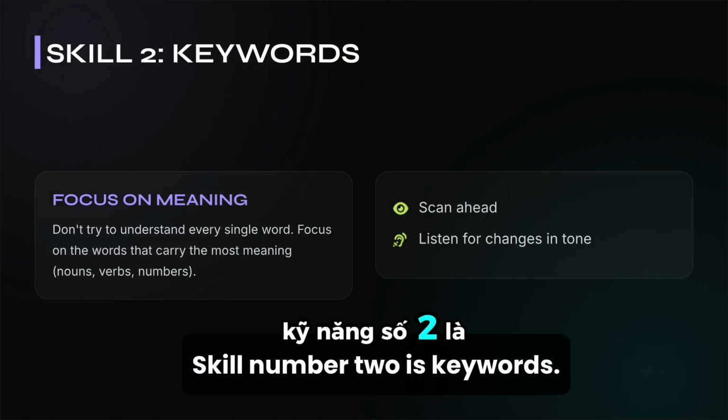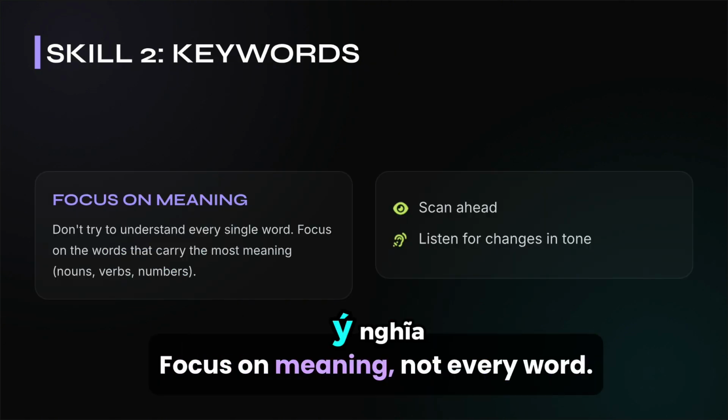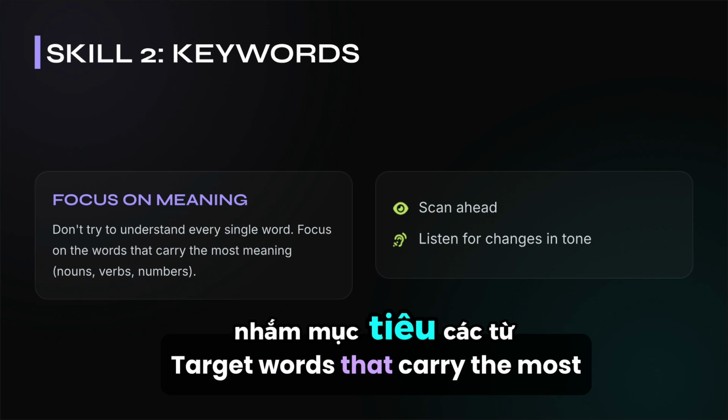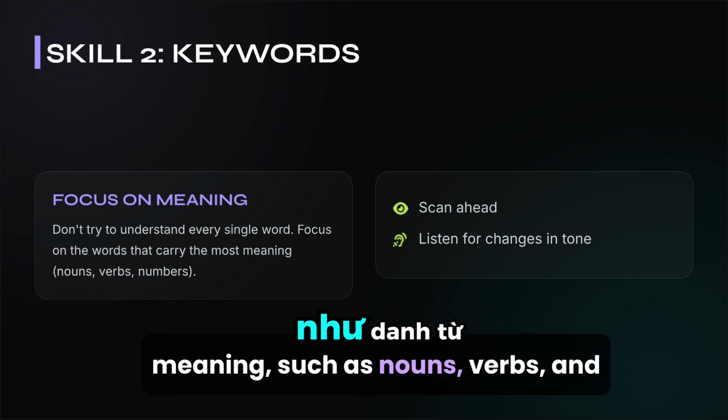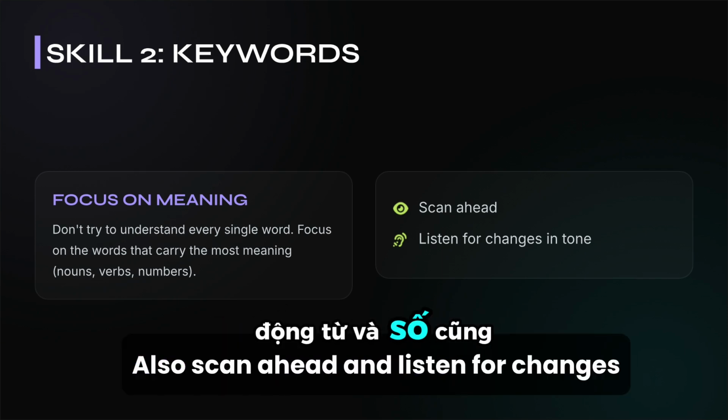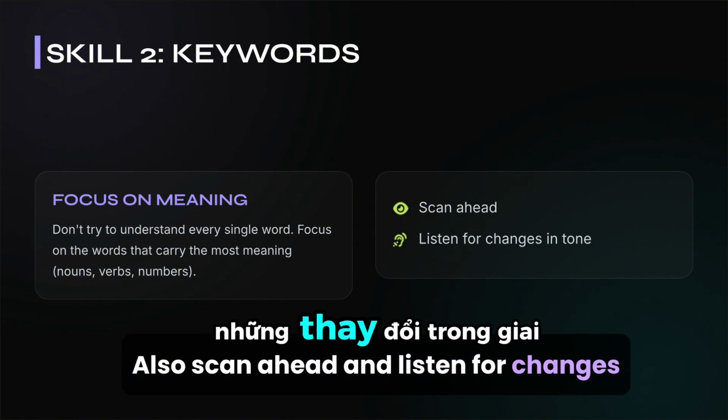Skill number 2 is keywords. Focus on meaning, not every word. Target words that carry the most meaning, such as nouns, verbs, and numbers. Also, scan ahead and listen for changes in tone.